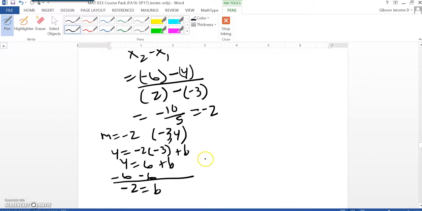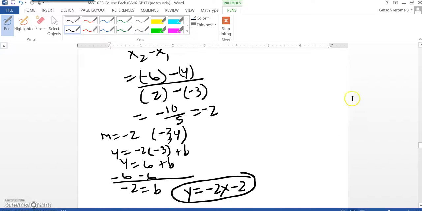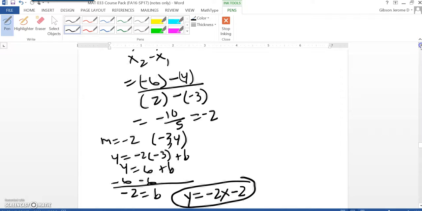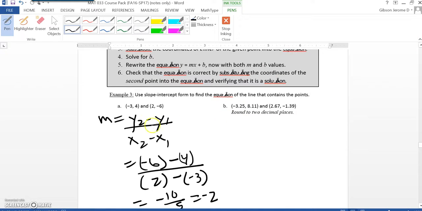So now we write that in the form y is equal to the slope we know is negative 2, so it'll be negative 2x, and the b is negative 2. So it'll be y equals negative 2x minus 2. So now, that was the answer to A. Now we go here to B.